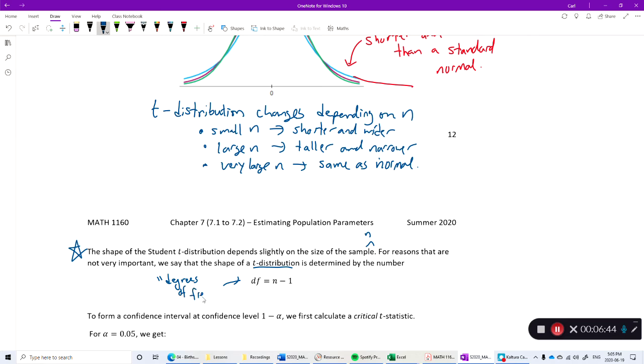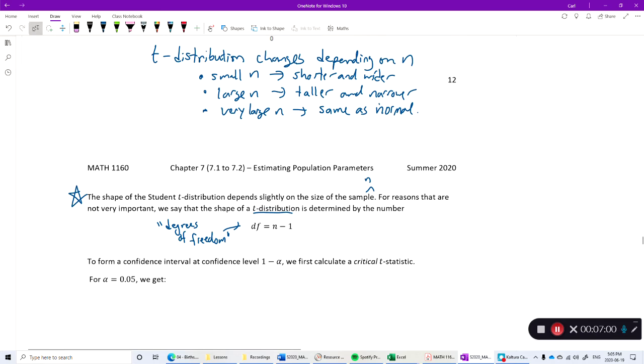And we don't need to worry about why that's called that right now. It's just, instead of saying that it depends on n, we say that it depends on the degrees of freedom, which is n minus 1. No big deal. So here's how we actually do the confidence interval.